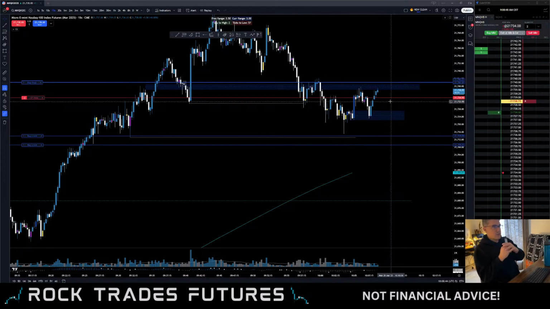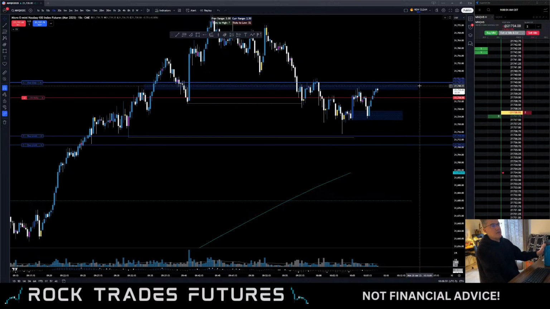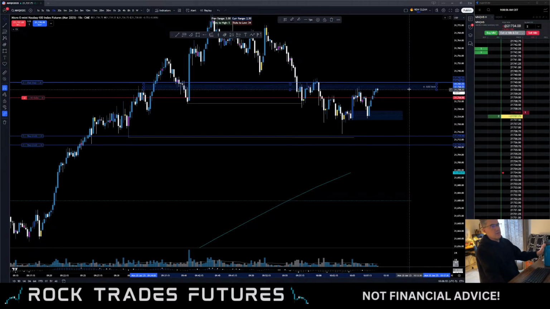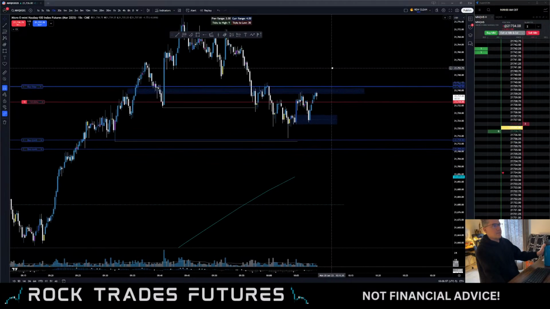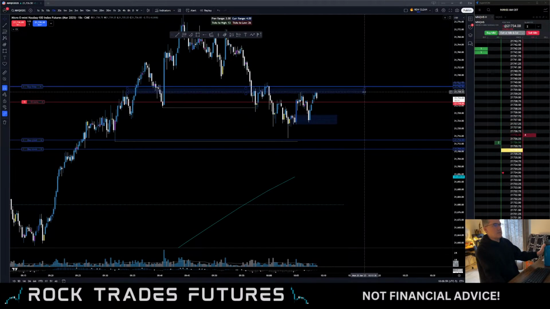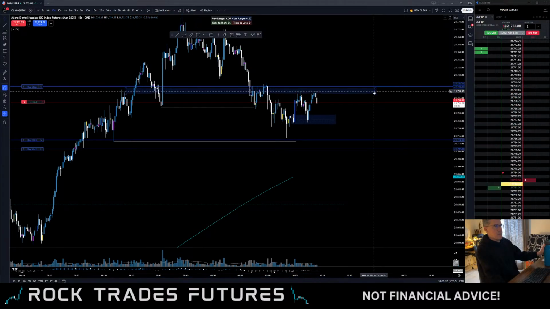One bounce, two bounce, three bounce, four bounce, five bounce, six bounce, everywhere. Here we go. Initial imbalance is one of my favorite levels. This right here, this is just a very interesting level. I couldn't tell you why or how or who uses this in the market, but it's so consistently used as a level.